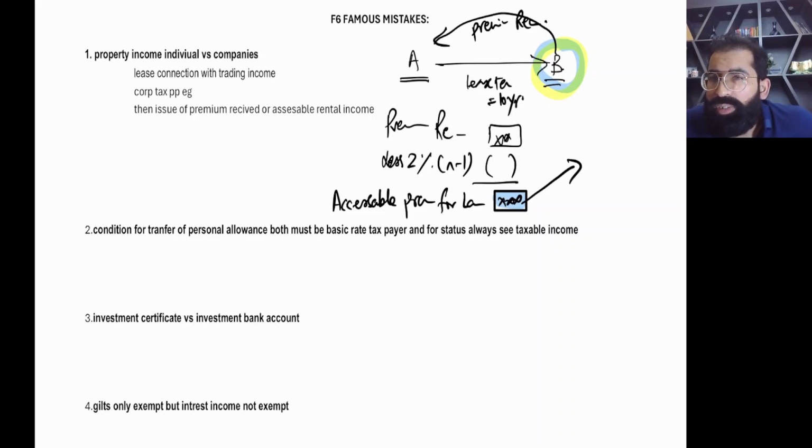Now hope you remember the questions of companies, corporation tax. Sometimes they make you the tenant, and they make you this B. Let's say you are B in the question, and now you have to calculate amortization of lease premium. Sometimes they give you this number, the premium received, so you have to deduct less 2% into (n minus 1) to come here. But sometimes they directly give you this assessable premium for landlord number. So now you just have to divide by lease term to calculate amortization of lease premium. So be careful with these wordings. These are some obvious marks, these are the mistakes you can make.